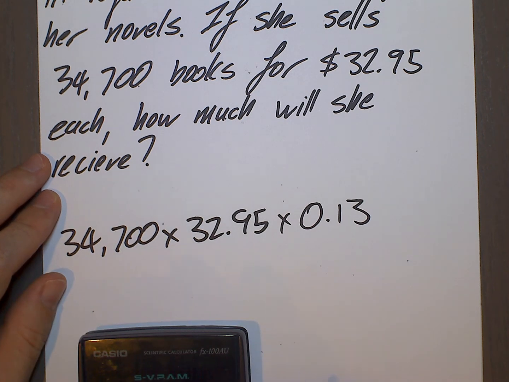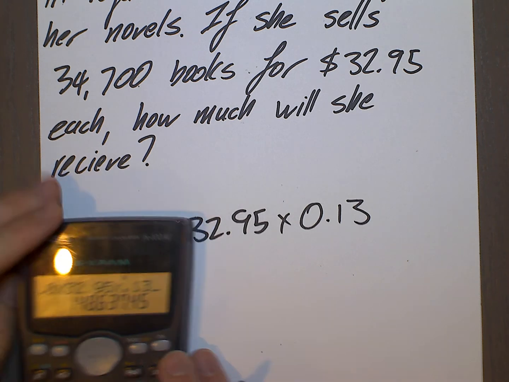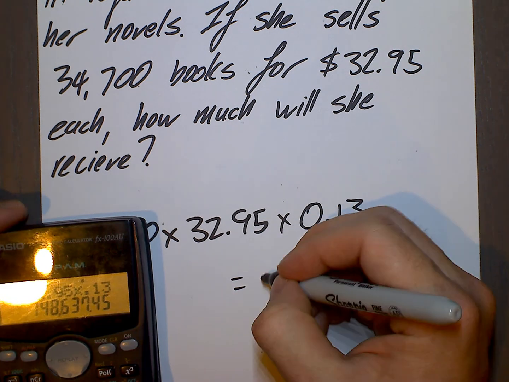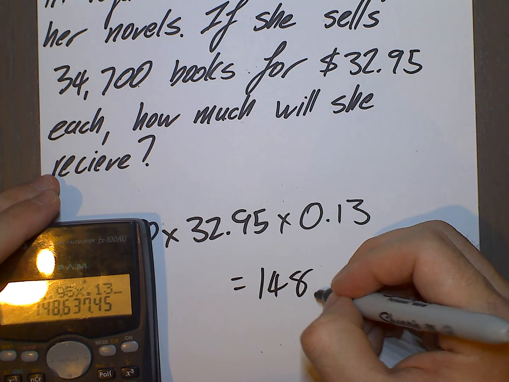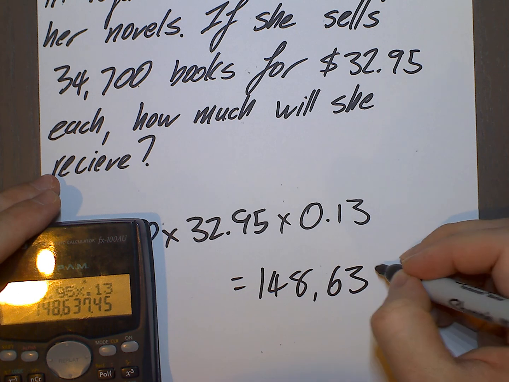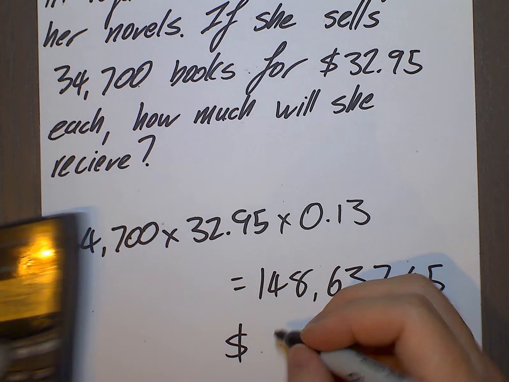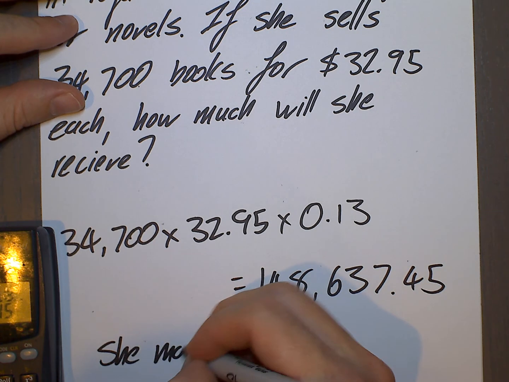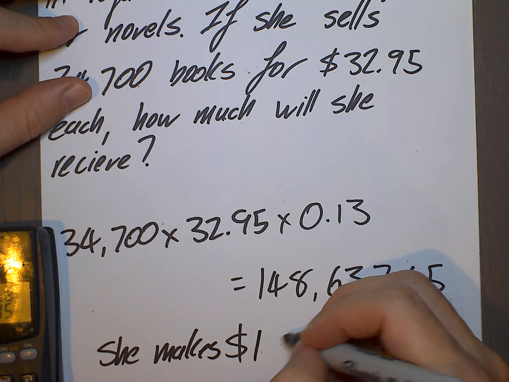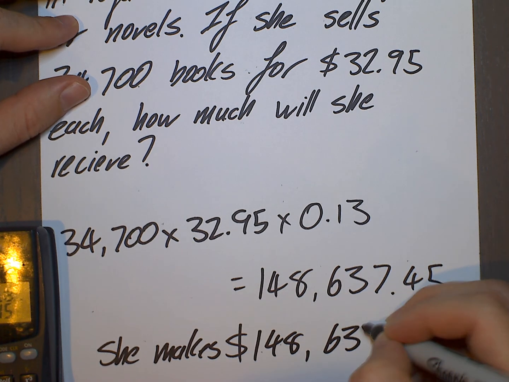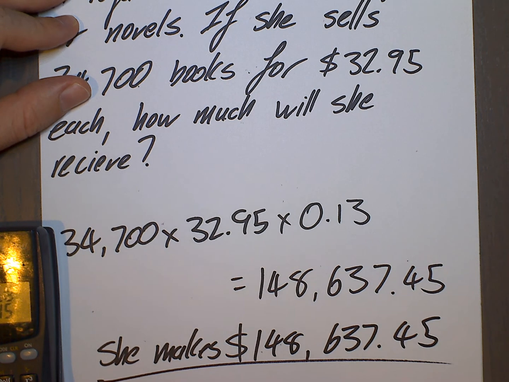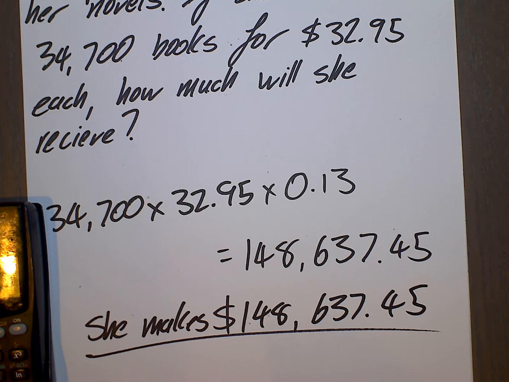That seems pretty high. Gets a lot of money. Good for her. Okay. Well, that's accurate. She gets... I'm just going to write it underneath because I'm running out of room. She makes... always write a sentence. $148,637.45. Based on that.